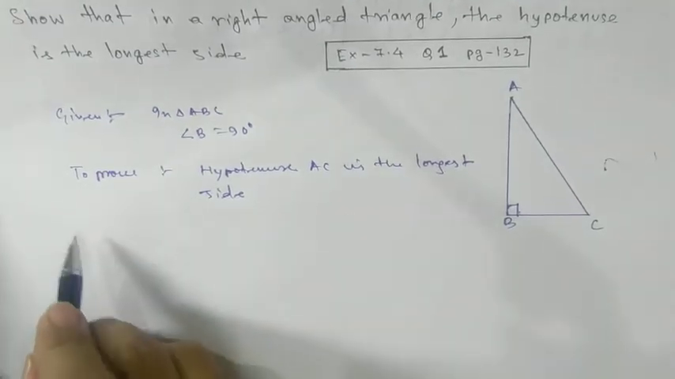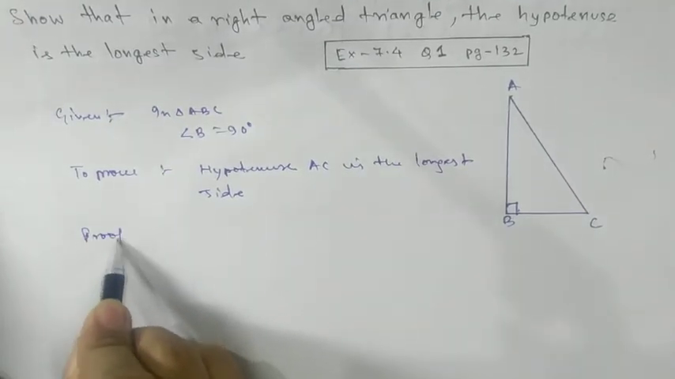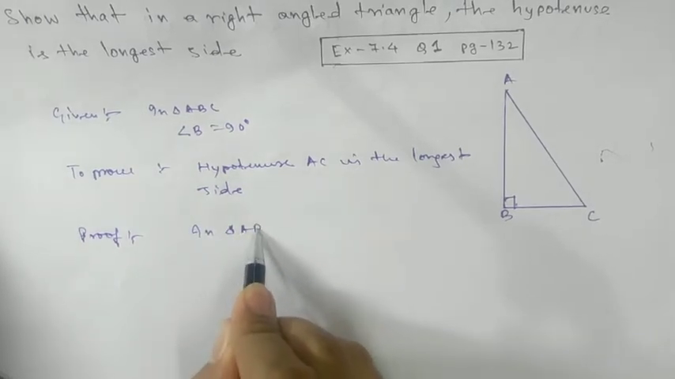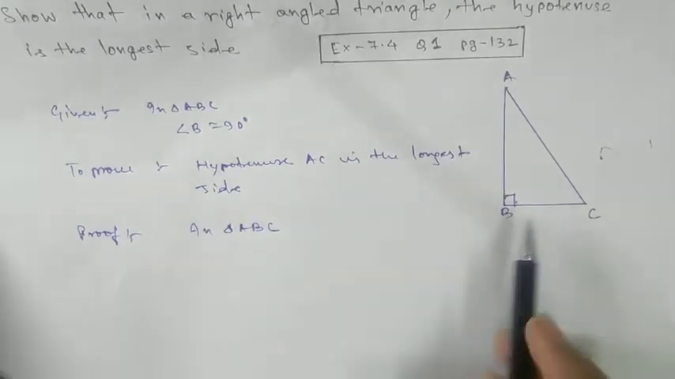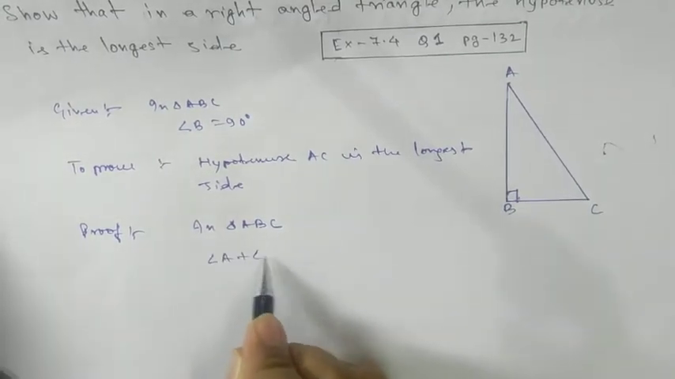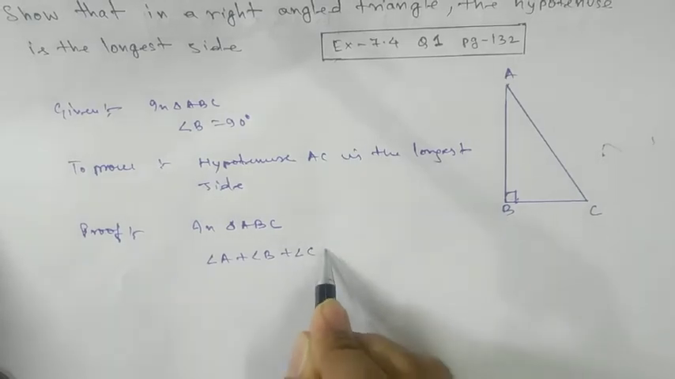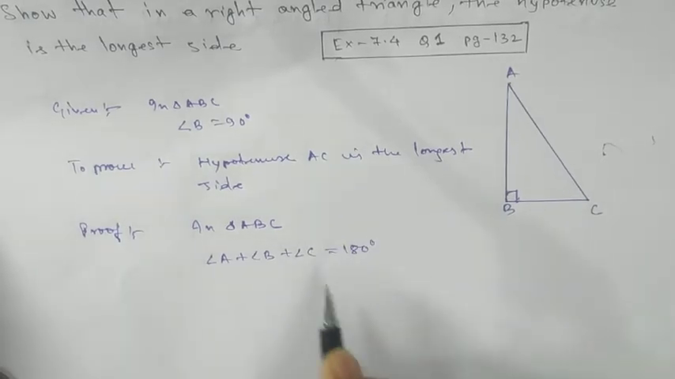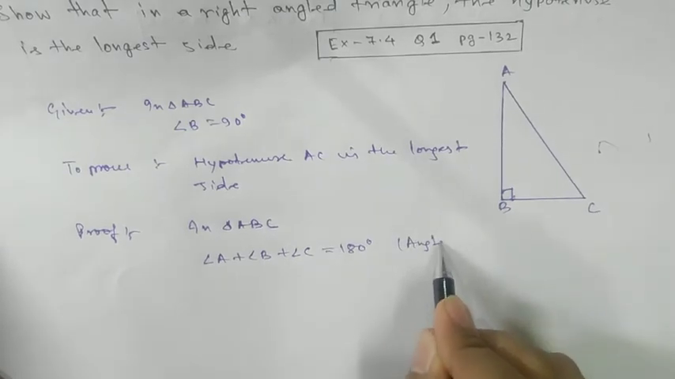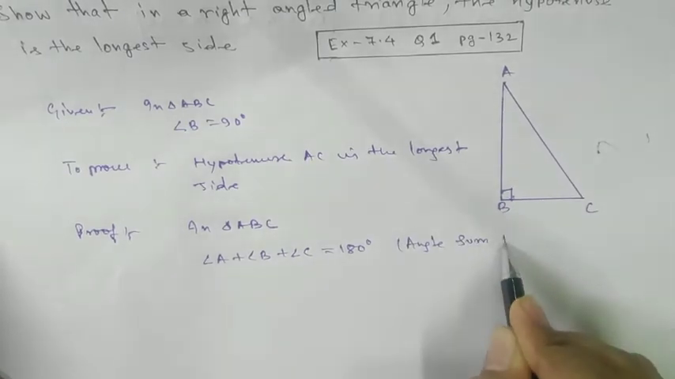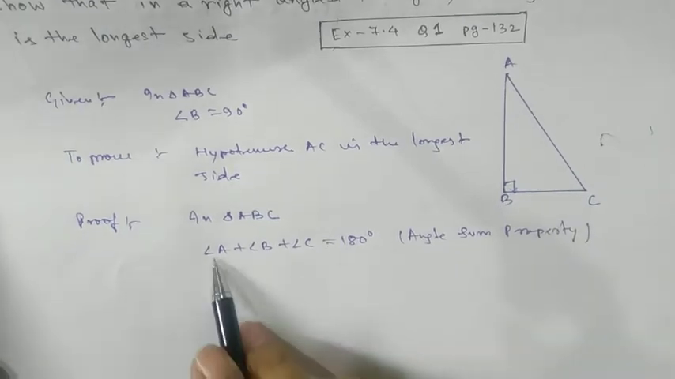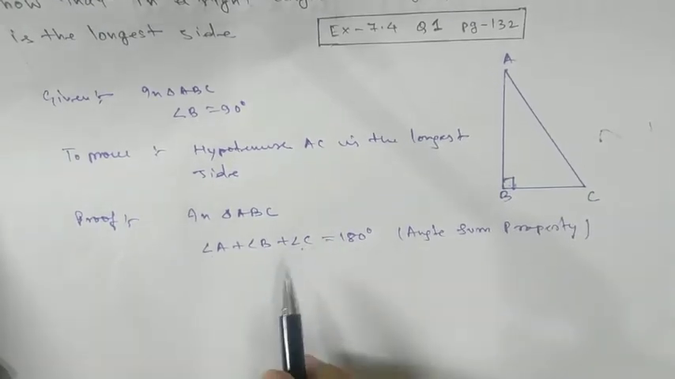Let's start the proof. So in triangle ABC, we have B equals 90 degrees. Before that, we are going to write angle A plus angle B plus angle C equals 180 degrees. Yes, we can write that. Why? By the angle sum property. We can say that the sum of these three angles gives you 180.